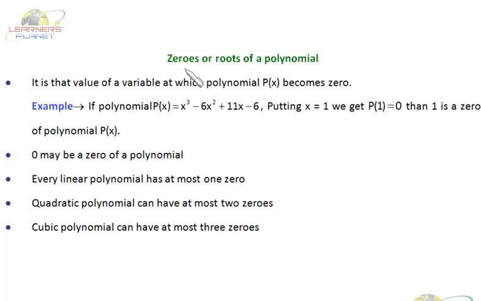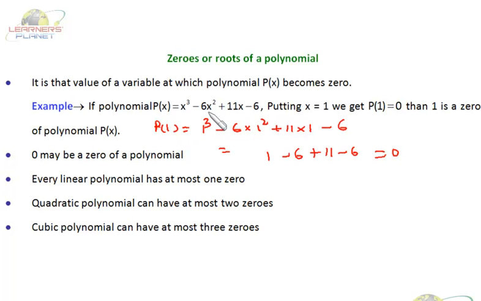Let's put the value of x as 1. So p(1) is equal to 1 cube minus 6 into 1 square plus 11 into 1 minus 6. So it's 1 minus 6 plus 11 minus 6, which is 0. So if I put x equal to 1, I'm getting the value of this polynomial as 0. That means 1 is the root, or we can say the zero, of this polynomial.